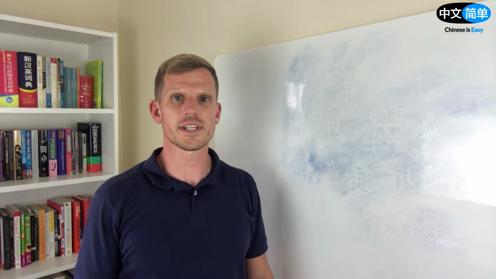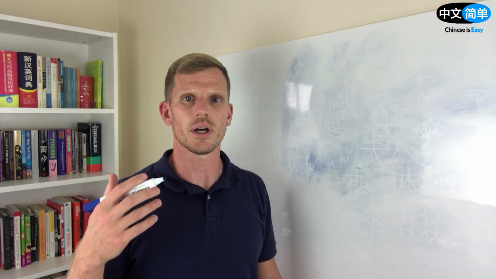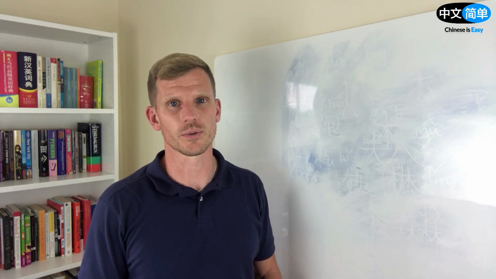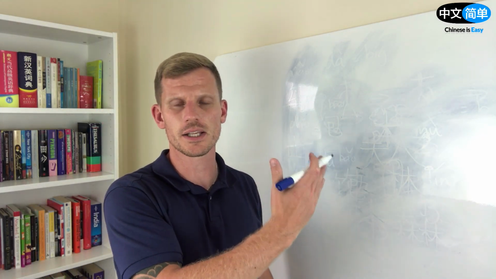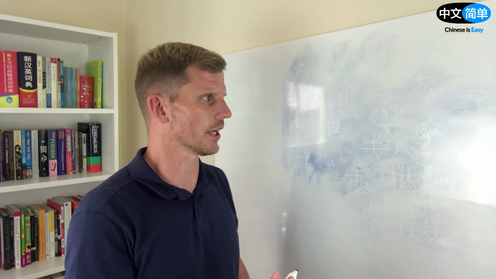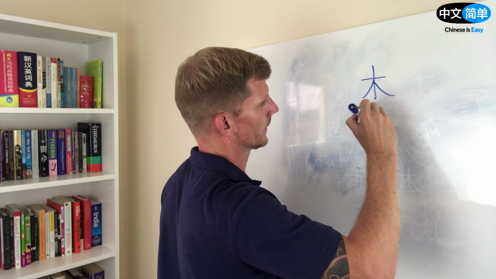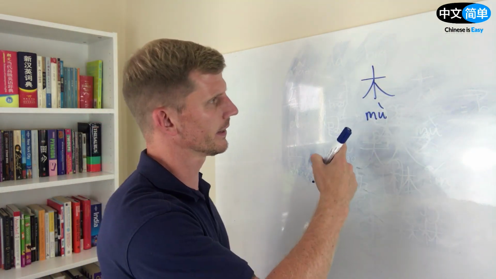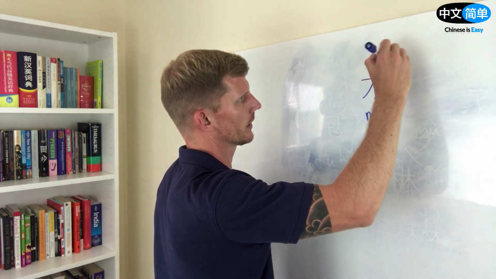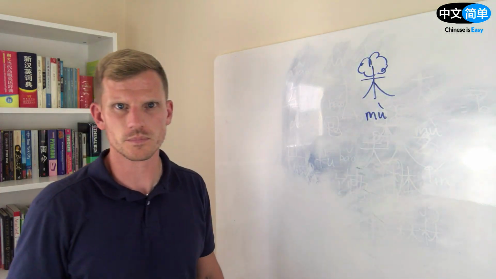Okay, so the second way to memorize Chinese characters is to learn and understand the radicals. Okay, so the radical is the part that's on the left hand side of a two-part character. So for example, this is mu, meaning wood, and this means wood because it kind of looks like a tree here, you can see, with the roots going down.